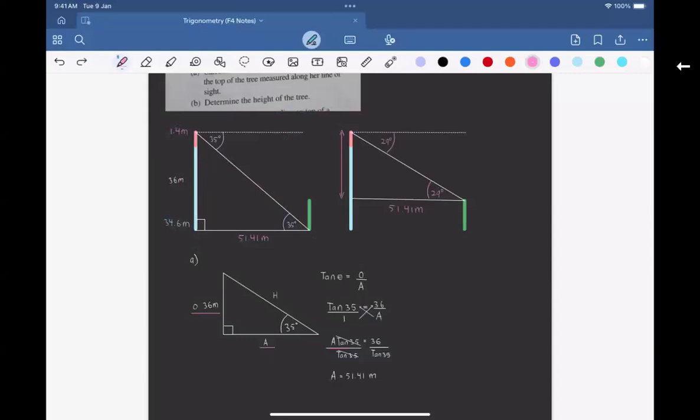Yeah, I think so. We want to figure out the height of the tree, this portion over here. You agree? Yeah. So do I know what the total distance of the building and the woman is?